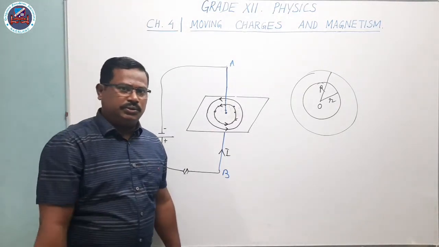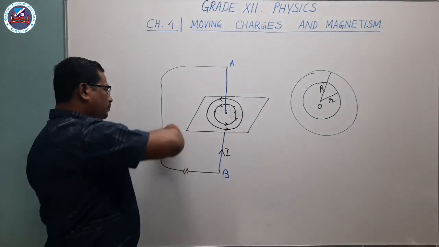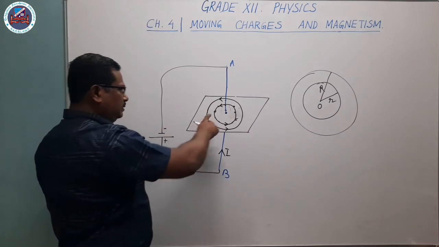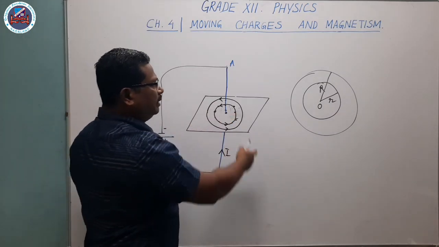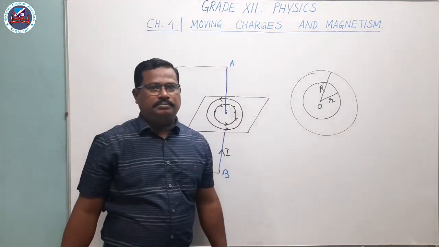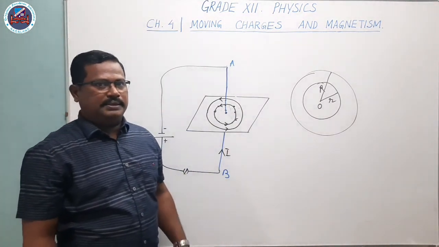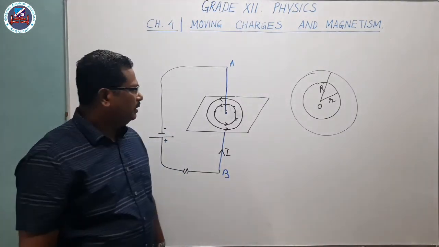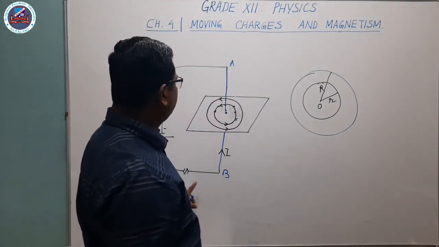The reverse is also true. If you allow the current to flow in the other direction by changing the polarity here, then the direction of the magnetic field line will be clockwise. It will become clockwise, and that is given by the right hand thumb rule, we say. And that is given by Maxwell.